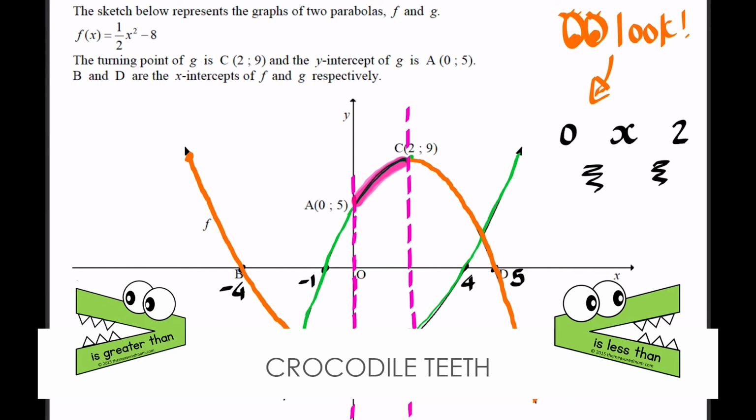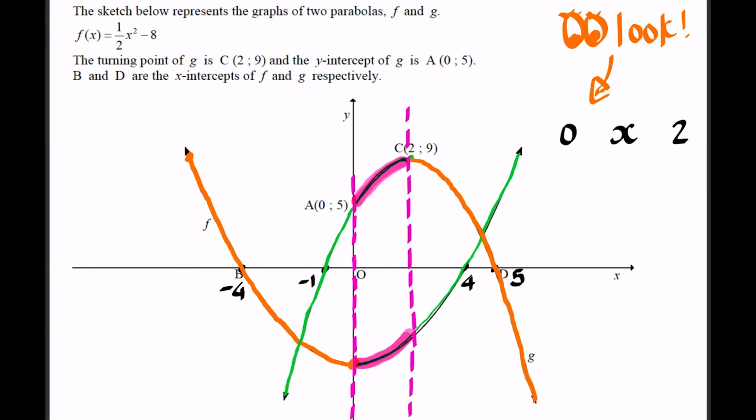Now you can see I haven't put in the crocodile teeth yet, the inequality sign, because I just want to talk about it quickly. For which values of x will both these graphs be strictly increasing? So we know that x has to be between 0 and 2.